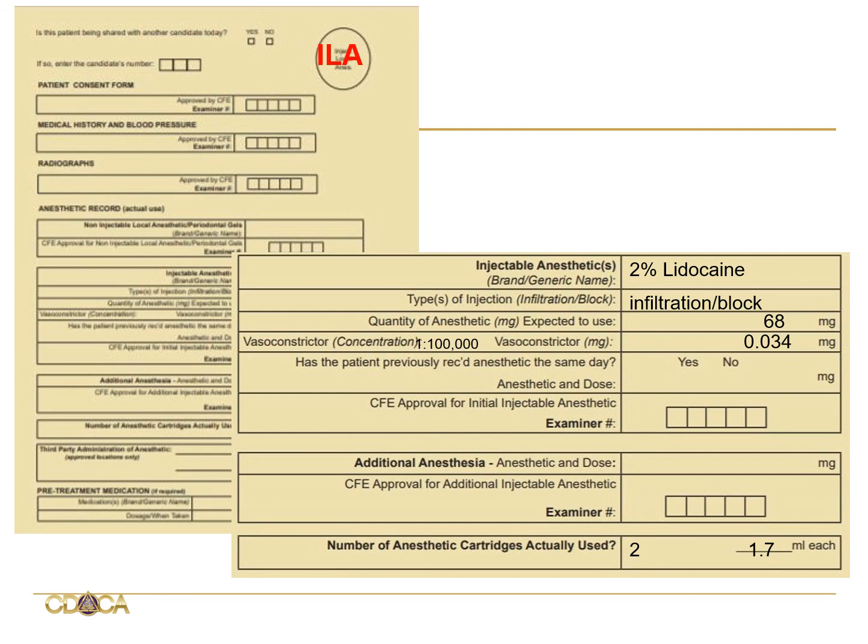Initial ILA approval is for up to 2 cartridges. If you need more anesthesia for patient comfort purposes, you must request approval from the CFE to administer additional anesthesia. Any premedication that your patient is taking must also be listed on the progress form.